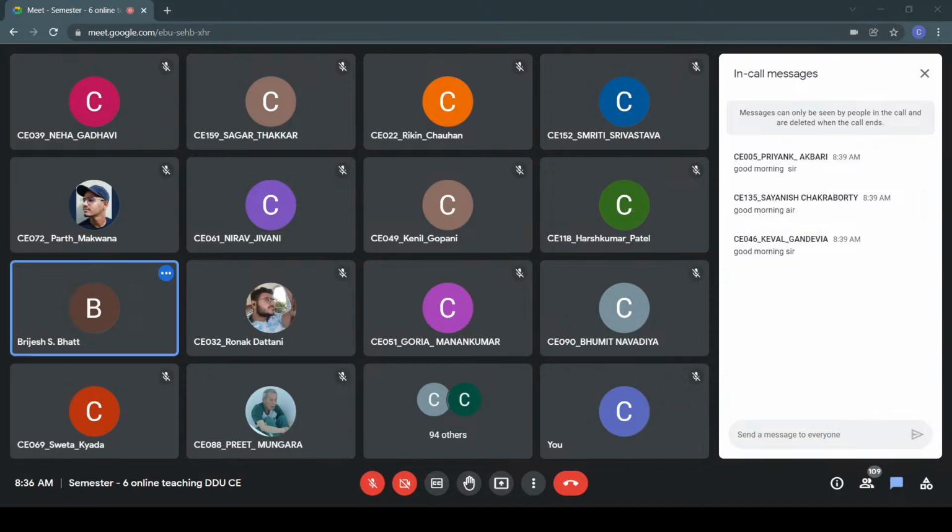Okay, so let's start with today's lab. In today's lab, we will talk about PCA and how it can be clubbed with other classifiers.